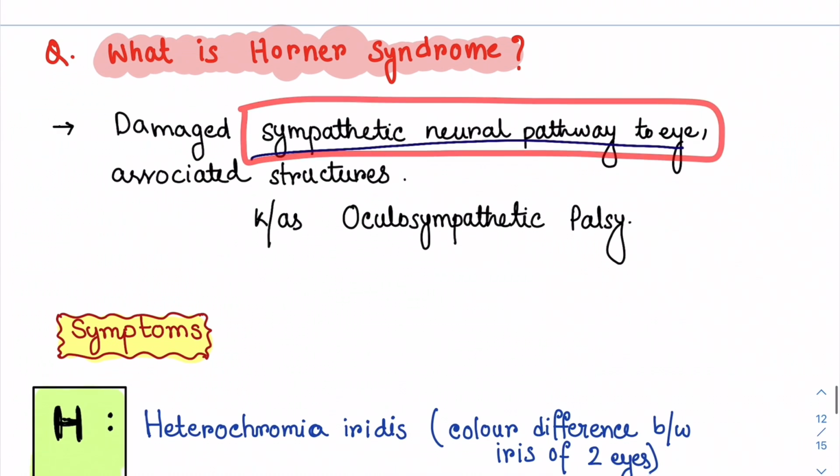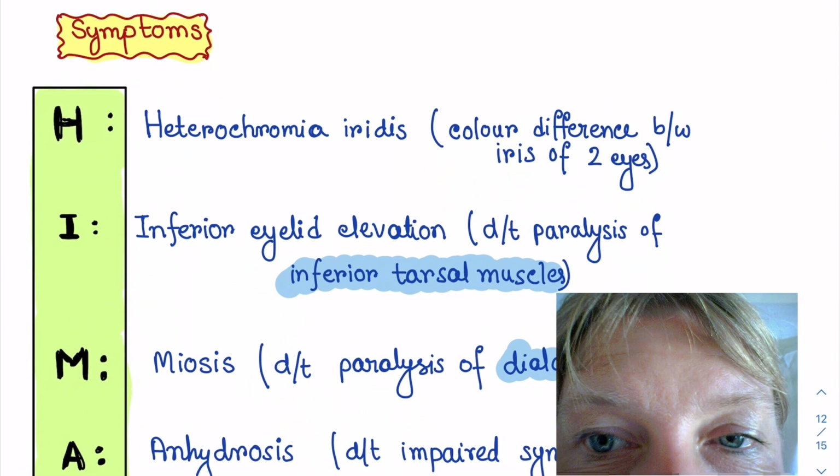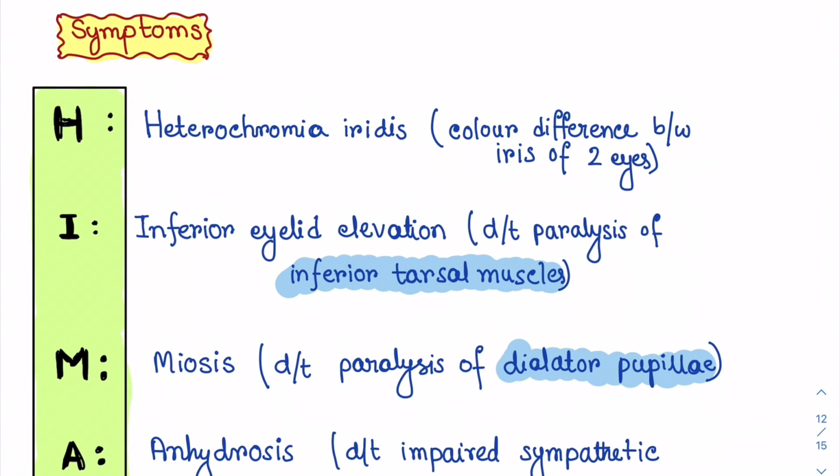So what are the symptoms? The mnemonic for the symptoms is HIMAPLE. For H, the symptom is heterochromia iridis, that is two types of iris color are seen. One is lighter and one is deeper. The color difference between the two irises of the two eyes is heterochromia iridis.